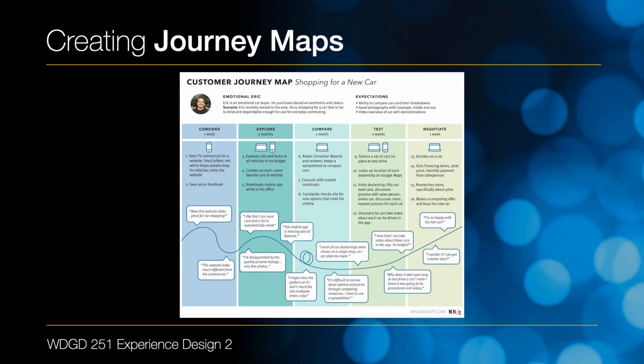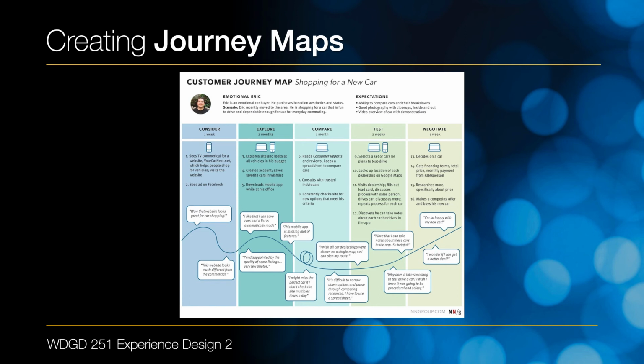And let's just look at a couple of user journey maps. What's good, the bad, and the ugly. This one's good. It's got a persona at the top, Emotional Eric. This is the persona that we're looking at here. And relatively, it's a little light on the detail, I think, personally.